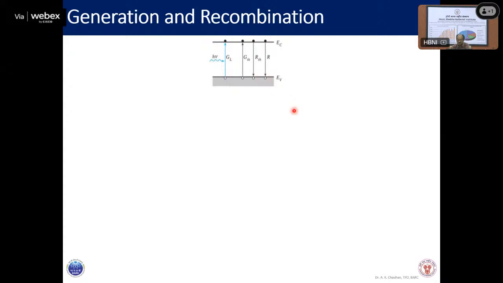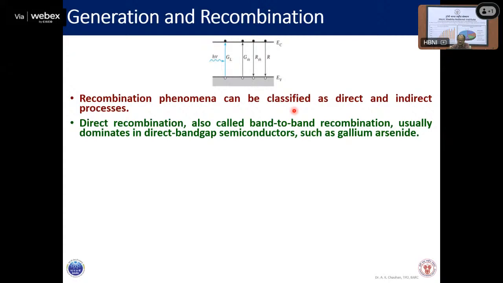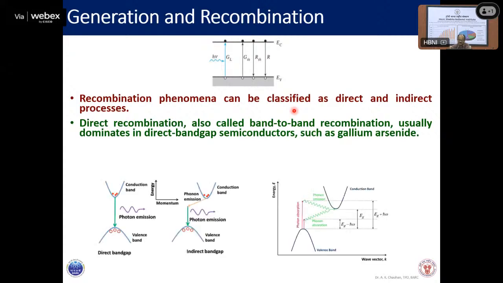So recombination can be classified as direct and indirect processes. Direct recombination, also called band-to-band recombination, usually dominates in direct band gap semiconductors such as gallium arsenide. This is direct band gap material, so from the conduction band an electron falls to the valence band, and a photon is emitted.